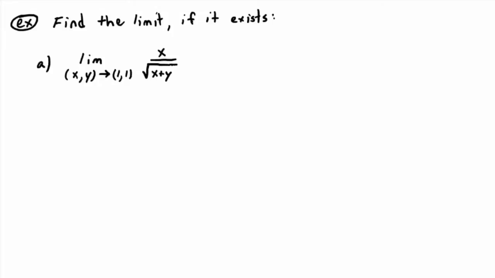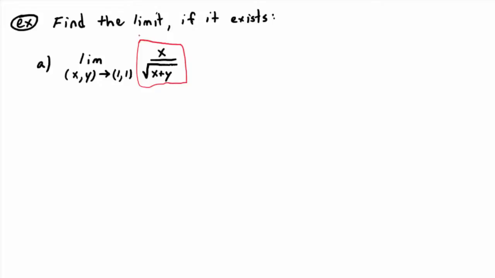Yeah, there's no problem with plugging in just x equals 1 and y equals 1, right? You don't get division by 0, that's when you have a problem. So why is that okay to do? Well, it's really because this function is continuous on its domain, isn't it?